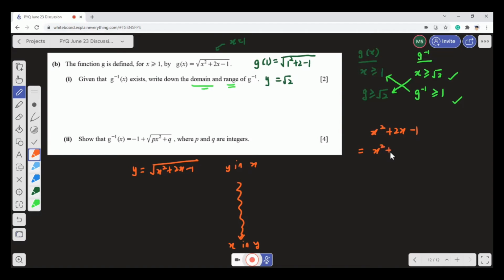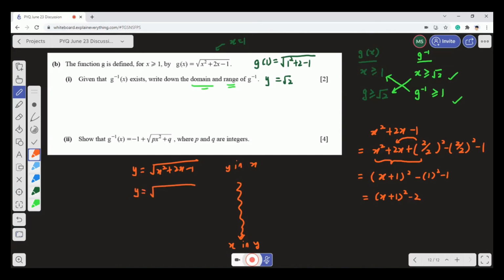So x squared plus 2x plus bracket square minus bracket square minus 1. So put in the value here. 2 over 2, 2 over 2. So in this case, x plus 1 squared, if we combine these three terms, and at the back, minus 1 squared minus 1. So at the end, I will get x plus 1 squared minus 2. So this thing can be completing the square until this thing. So y is equal to square root x plus 1 squared minus 2.